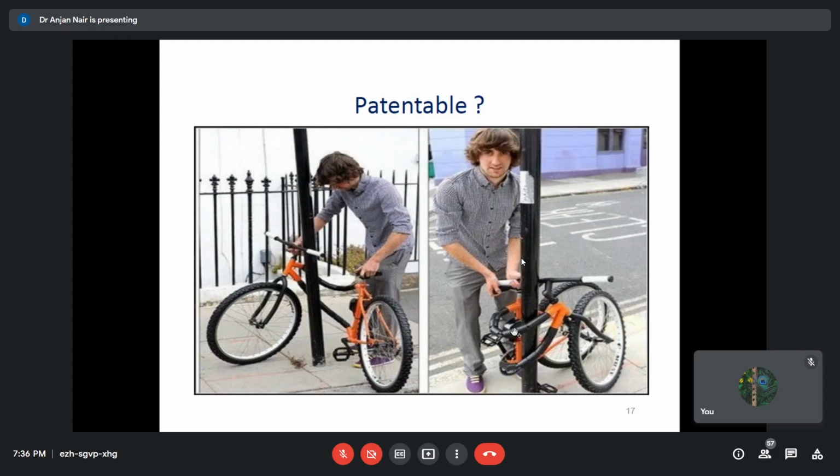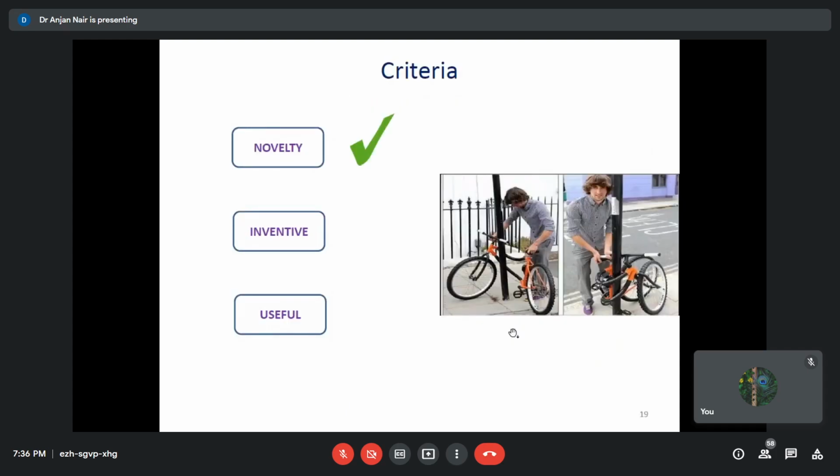So there is novelty, and is it useful? Yes, this is useful. We need this. So novelty, yes. Inventive, yes. Useful, yes. So yes, this is patentable. This is one example. Now one more example we'll see.